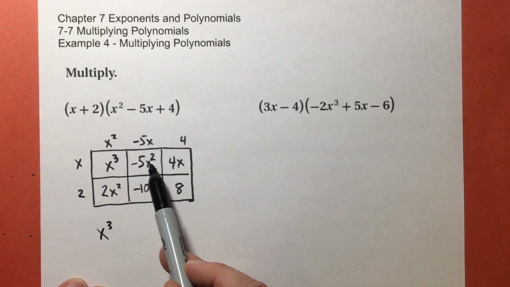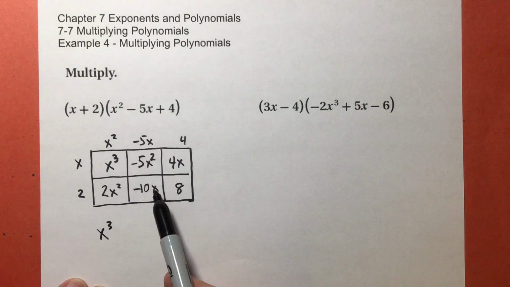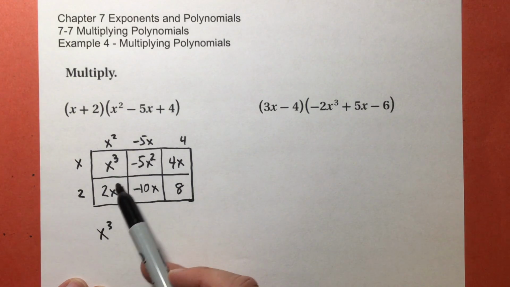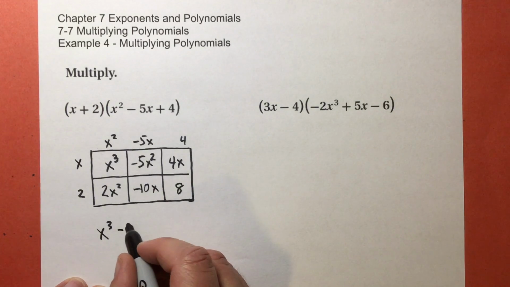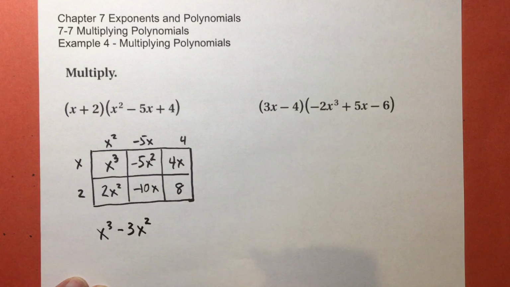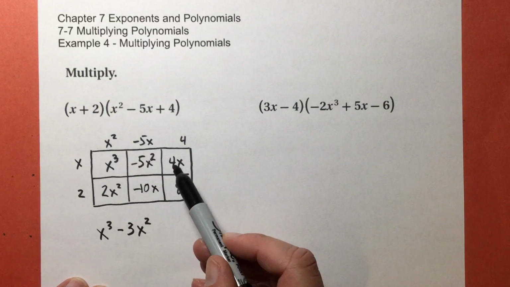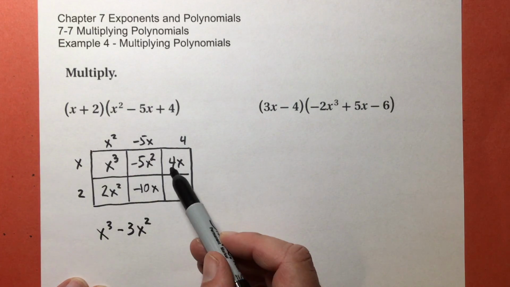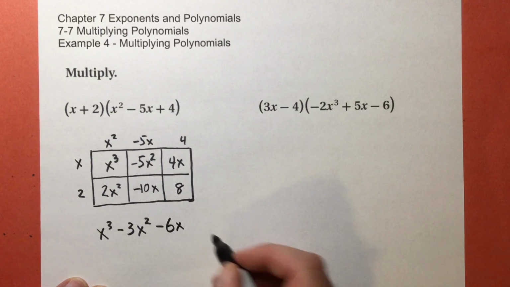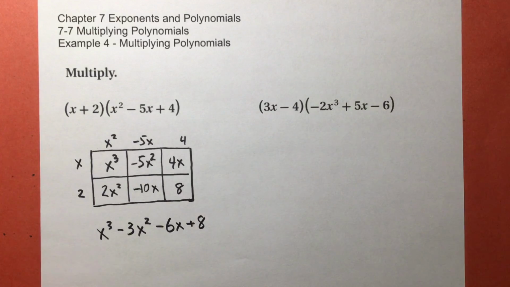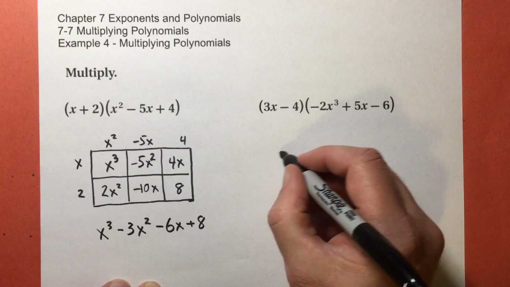Here I've got x to the second power. Now, this one is like it, so these two are actually going to go together. 2 subtract 5 is negative 3. The negative 10x and the 4x go together. Negative 10 plus 4, or 4 subtract 10, is negative 6. And of course the 8 has nothing to pair up with. Cool. All right, let's try this one.